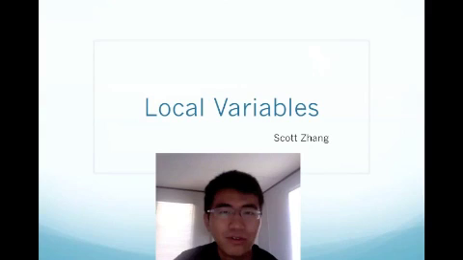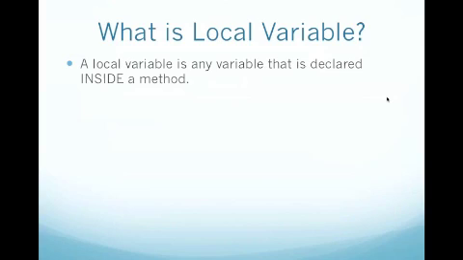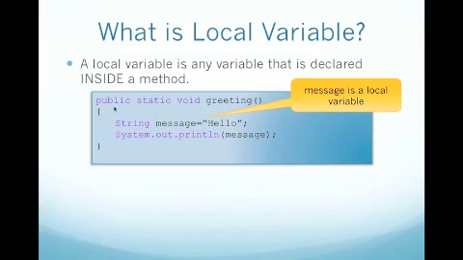In this tutorial, I'm going to show you what a local variable is and the different ways to initialize local variables in a method. So first of all, what is a local variable? A local variable is any variable that is declared inside the method. For example, in the public greeting method, the local variable here is message, and it is assigned the value hello.